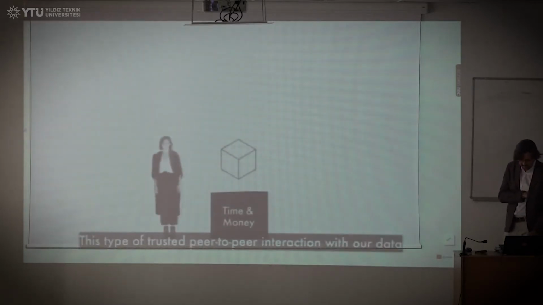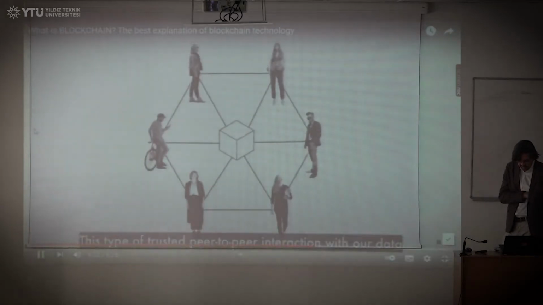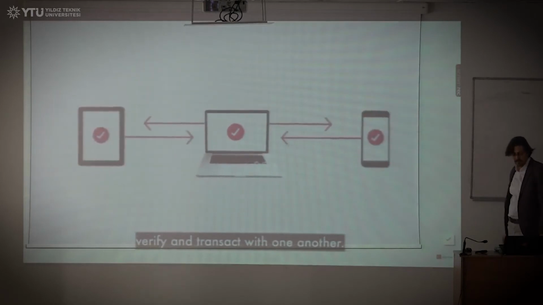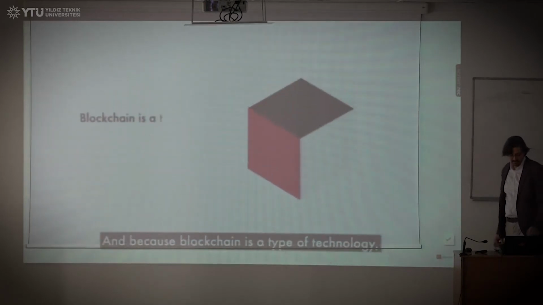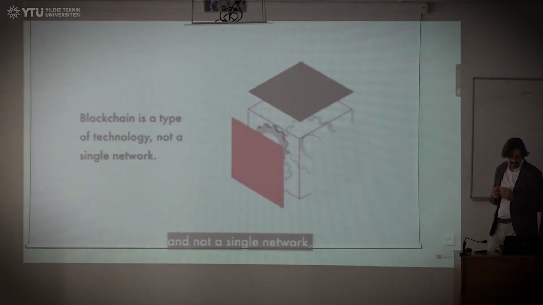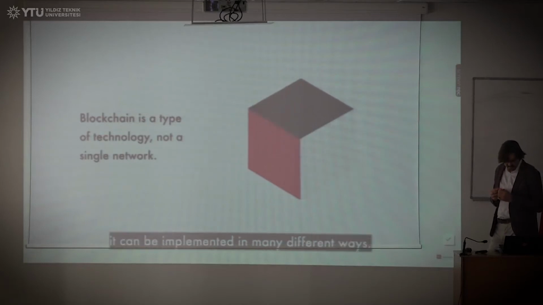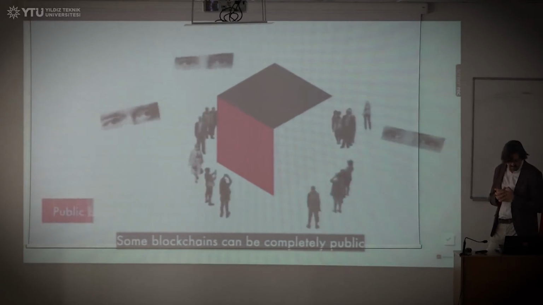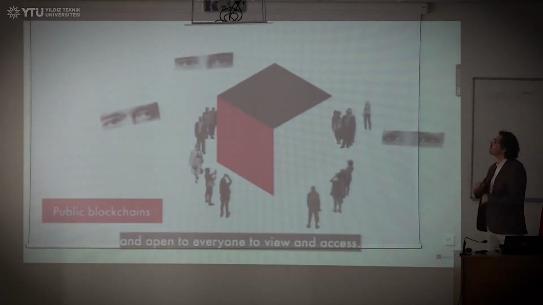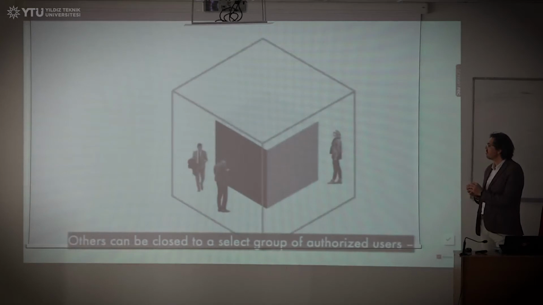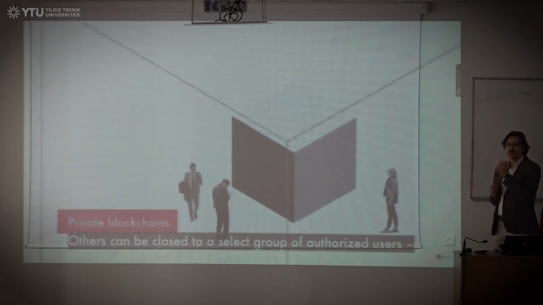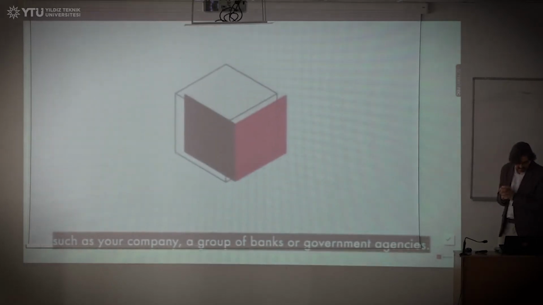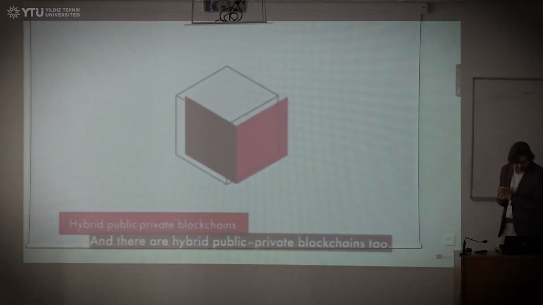This type of trusted peer-to-peer interaction with our data can revolutionize the way we access, verify, and transact with one another. And because blockchain is a type of technology and not a single network, it can be implemented in many different ways. Some blockchains can be completely public and open to everyone to view and access. Others can be closed to a select group of authorized users, such as your company, a group of banks, or government agencies. And there are hybrid public-private blockchains too.